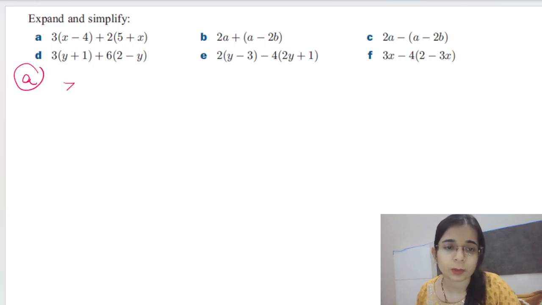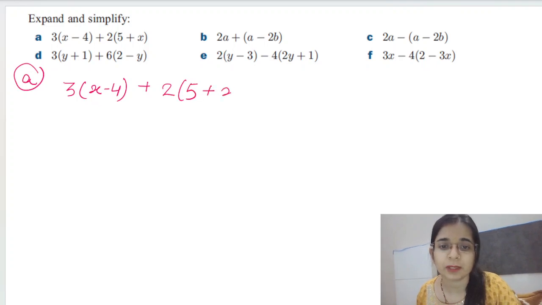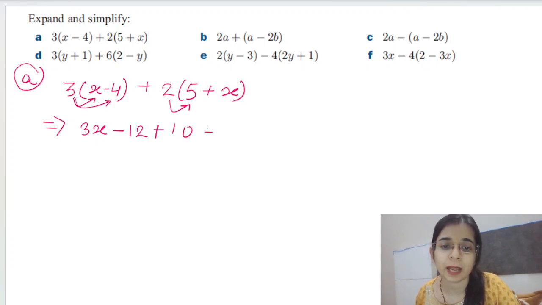So in the first question we have this expression 3 bracket start x minus 4 plus 2 bracket starts 5 plus x. Now to solve this we will apply the distributive law again. 3 multiply x is 3x. 3 multiply now minus 4 which becomes minus 12. So you have to take care of the signs very carefully. So 2 into 5 is again 10 here, and 2 into x is 2x.